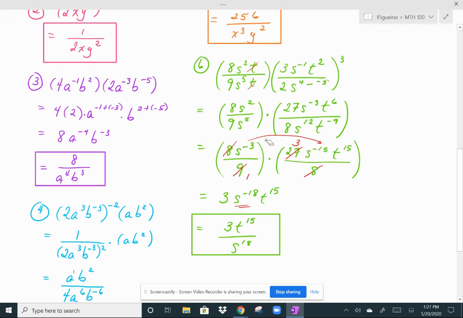So again, you can't leave negative exponents in your answer. So the 3 and the t to the 15th stay in the numerator, but the s goes below into the denominator, and the exponent changes to s to the 18th.